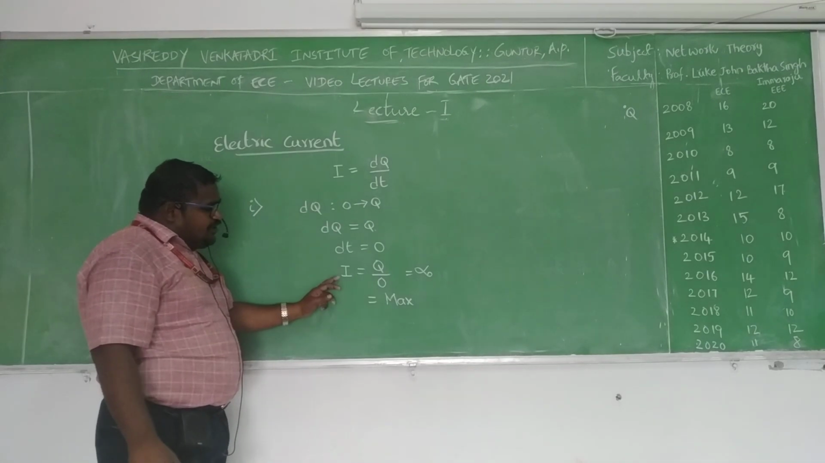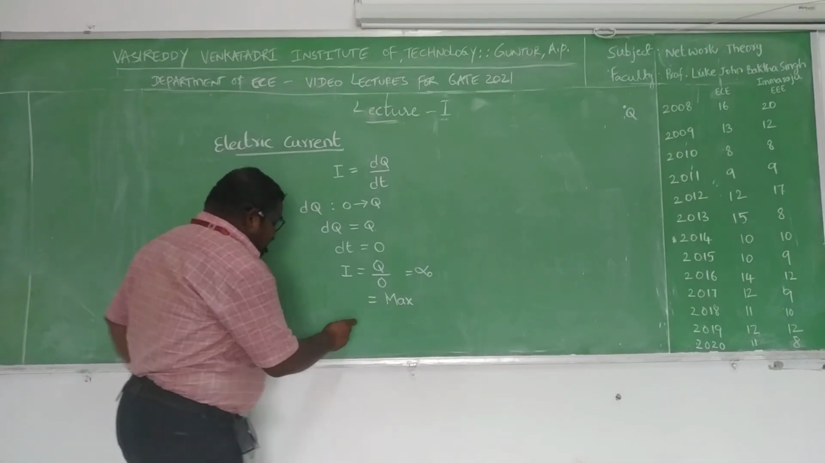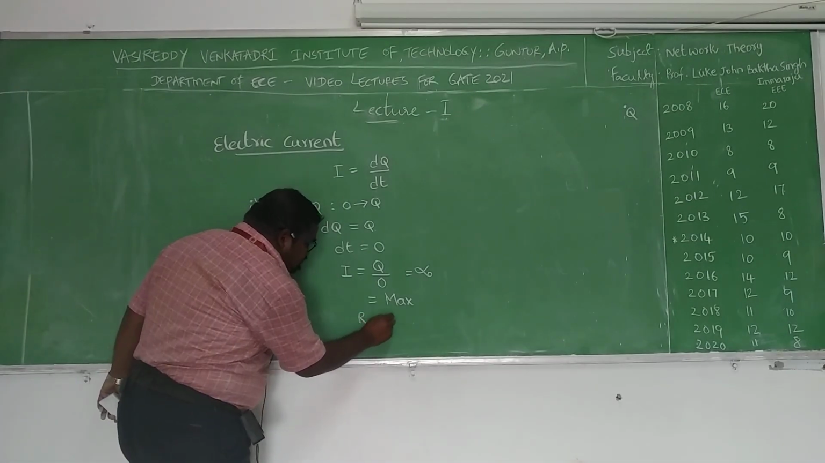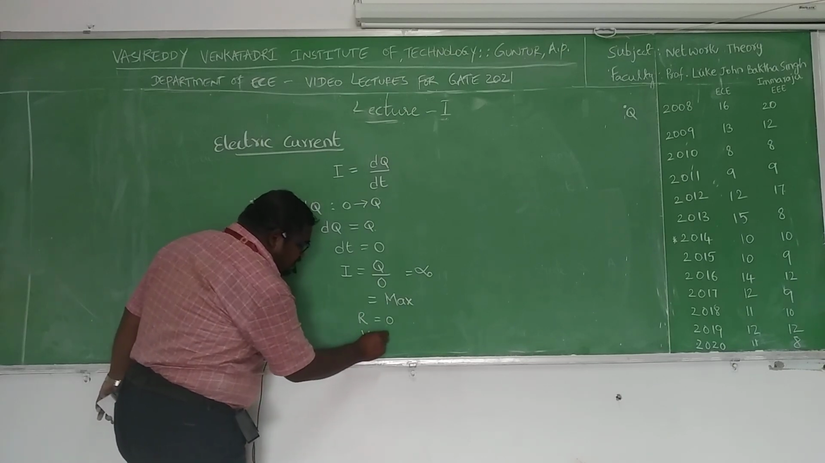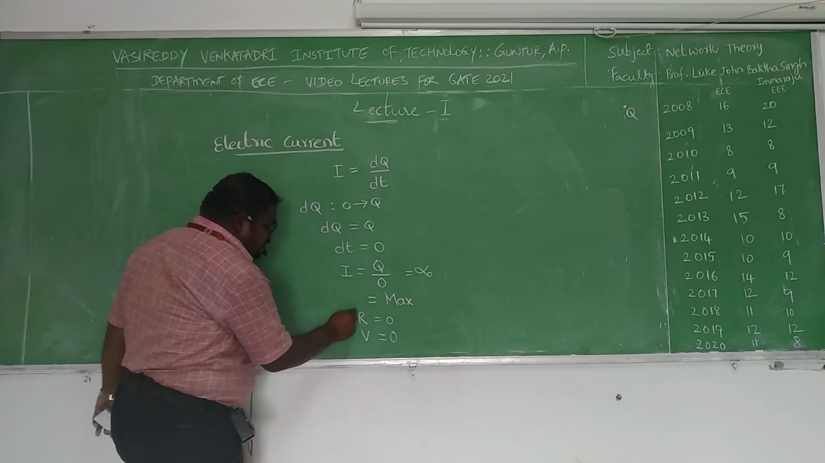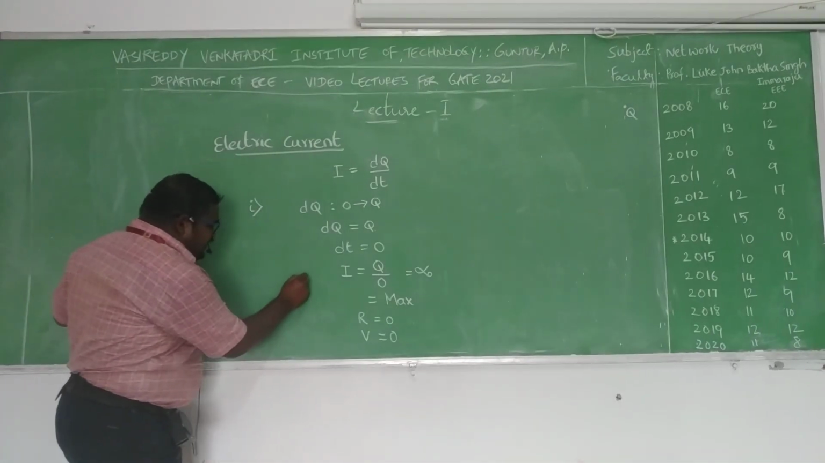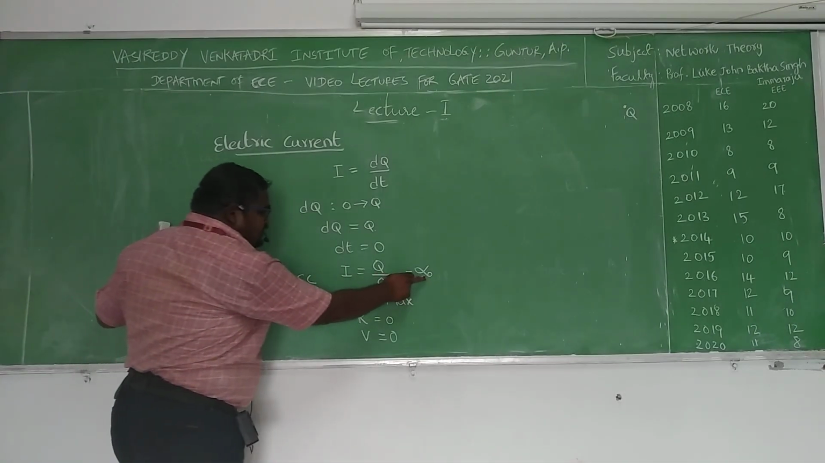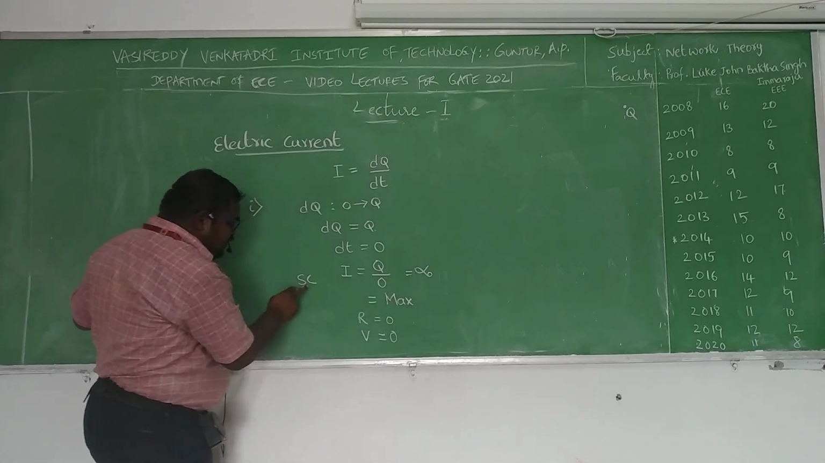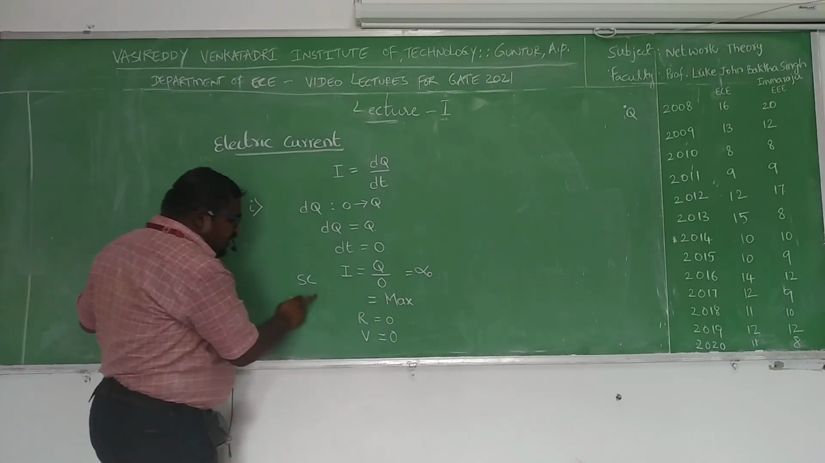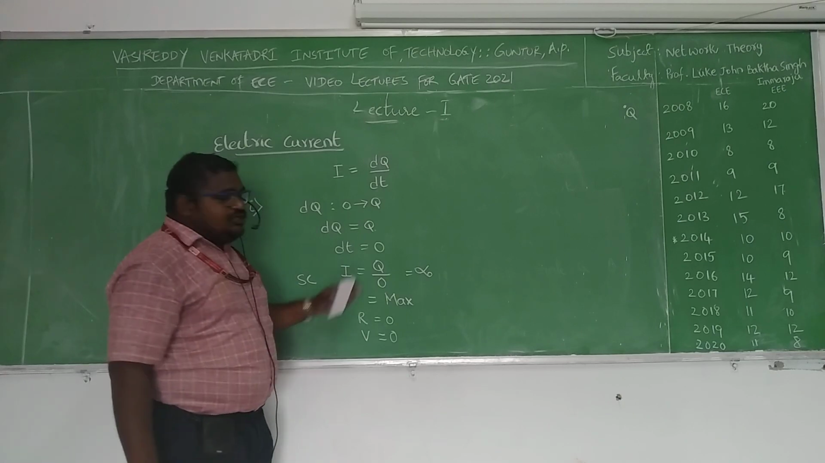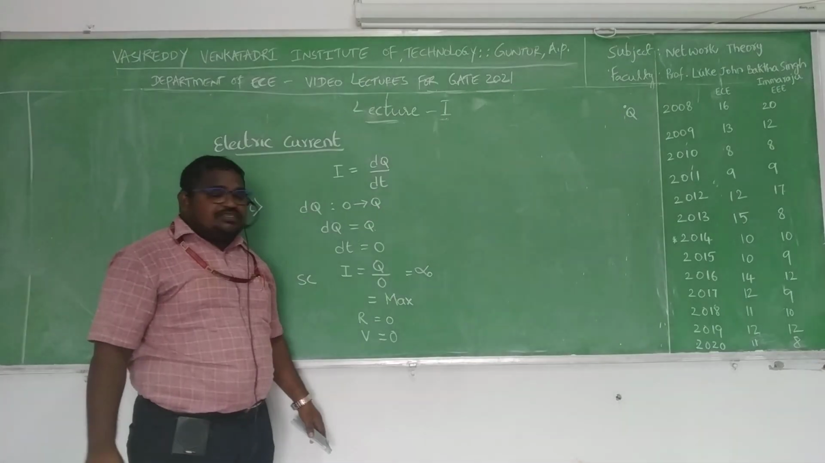In such a short circuit, the current is maximum, hence the resistance is 0, and hence the voltage across those two terminals is 0. This is the characteristic of the short circuit: current is infinity or maximum, resistance is 0, and voltage is 0.